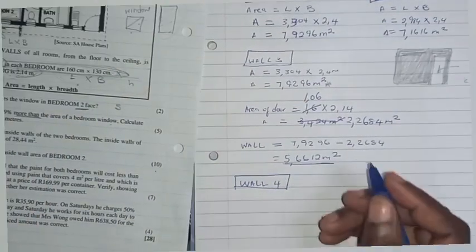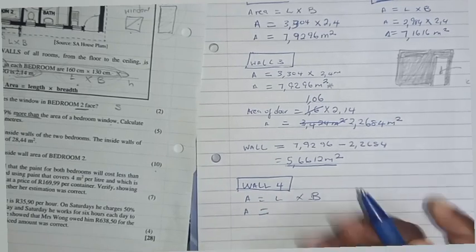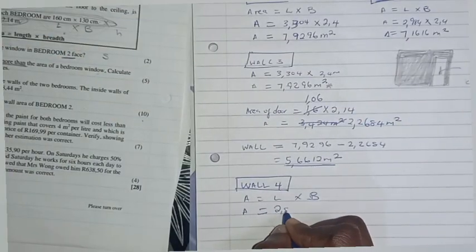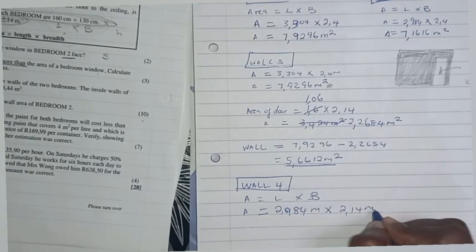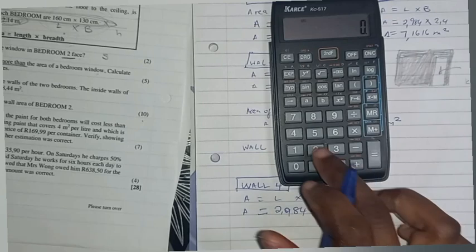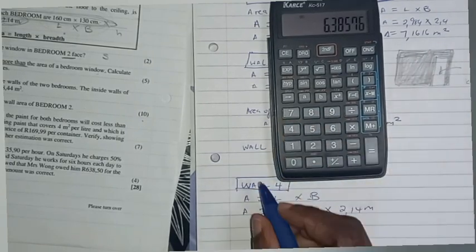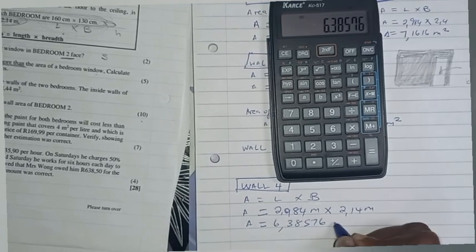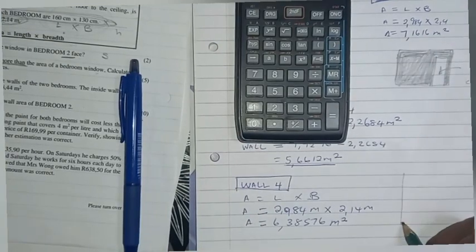Okay, wall 4. We're going to say area is equal to length times breadth, and we are calculating the area of wall 4. Let's go and see. Wall 4 is 2,984 meters multiplied by the height, which is 2,14 meters, and then we're going to say 2,984 times 2,14, and then area is equal to 6,38576 meters squared.